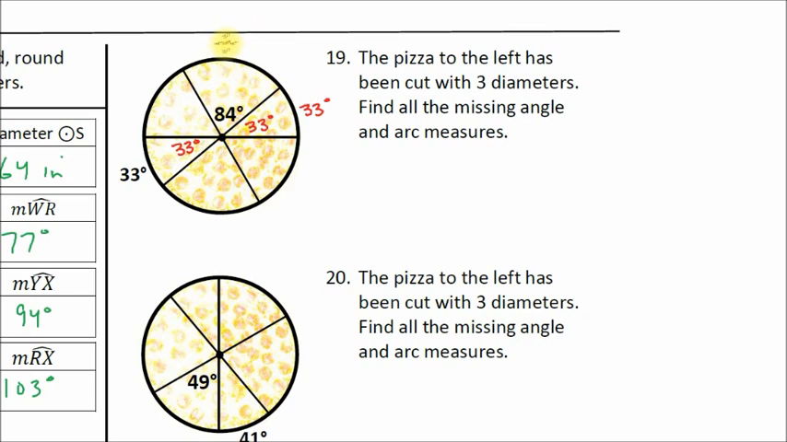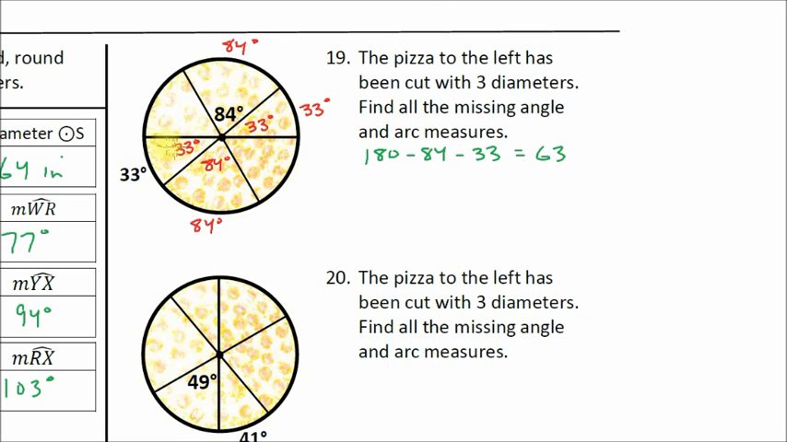That tells us that this is also 84 degrees. This happens to also be a vertical angle. So that gets us most of the way there. All we have to do now is figure out how to find this angle measure or this angle measure. We could do that because these are all diameters. That means all of these 3 angles add up to 180. So my math is 180 minus 84 minus 33, and that is equal to 63.